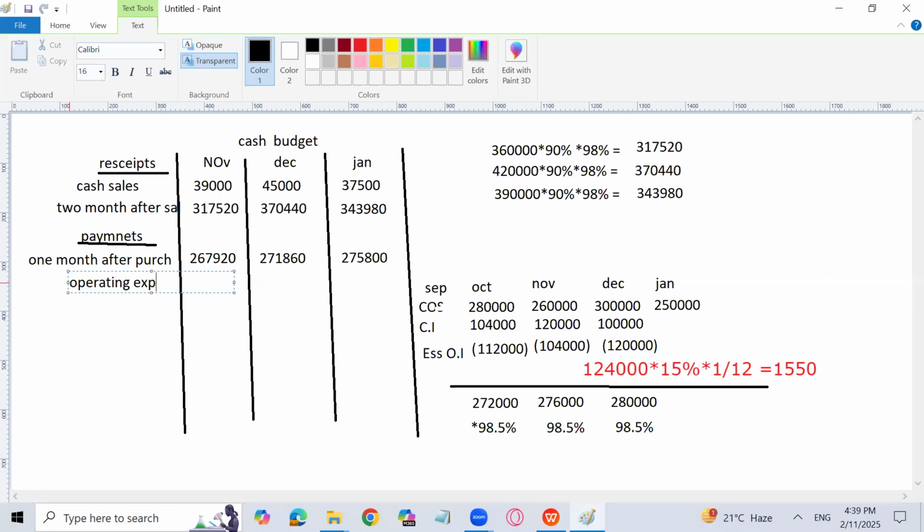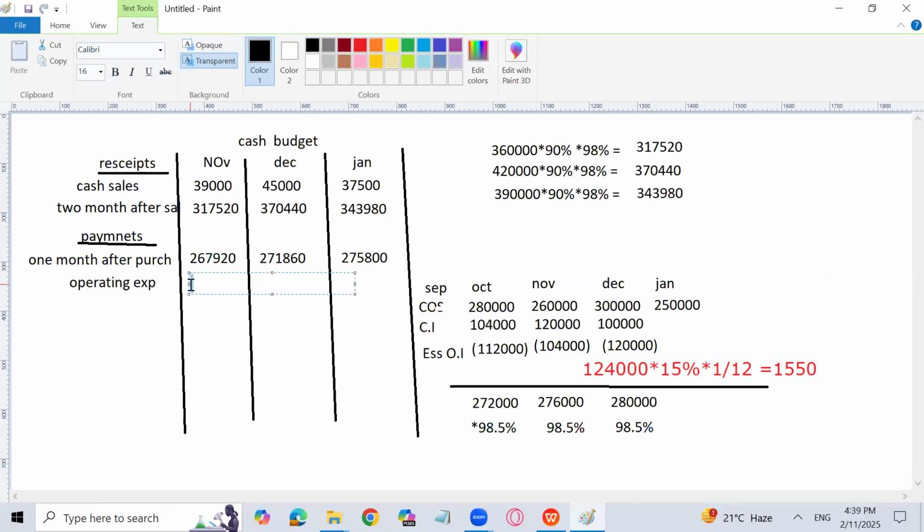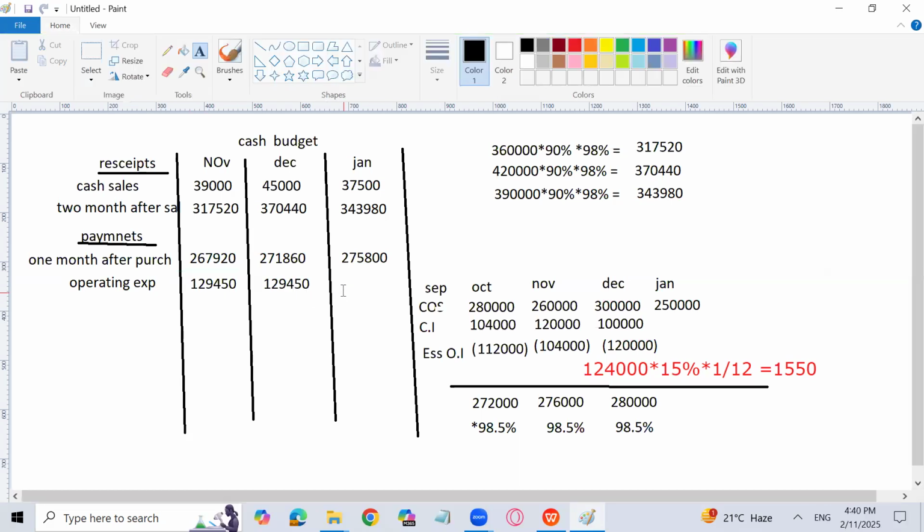So tell me the amount. 131,000 minus 1,550. 129,450. 129,450. ये भी आ जाएगा 129,450. And the same will come over here.